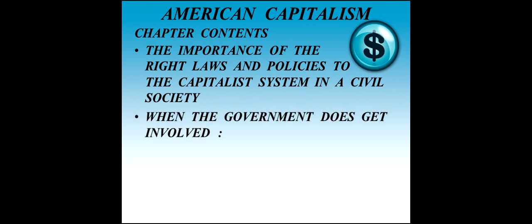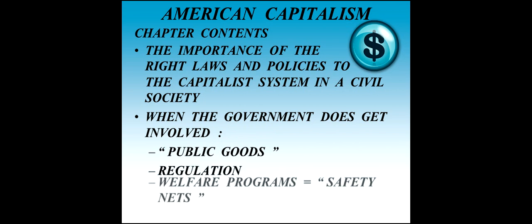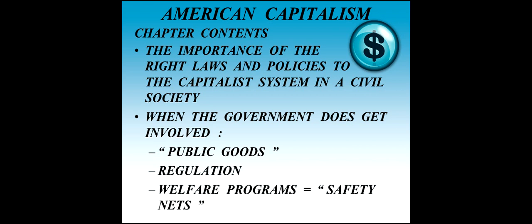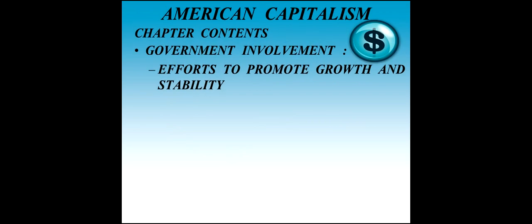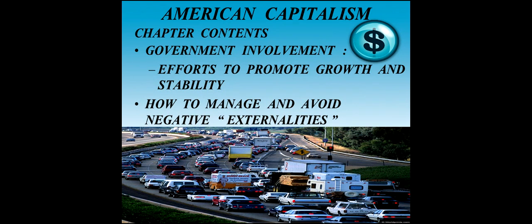We're going to take a look in this chapter at when the government does get involved, and examine its involvement in the role of providing public goods, regulation, and welfare programs, which are also known as safety nets. We will also take a look at the government's involvement in promoting growth and stability for our society. And the last thing we'll do in this chapter is to take a look at how to manage and avoid negative externalities. So let's get started.